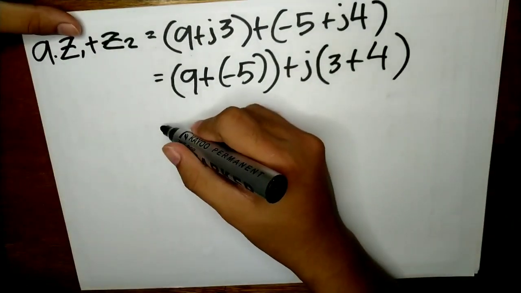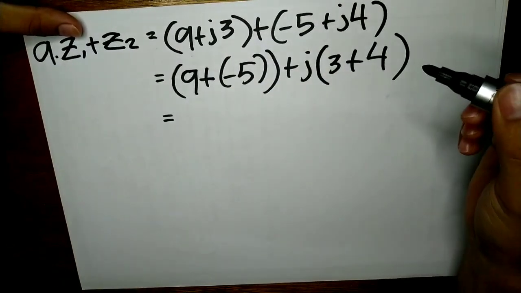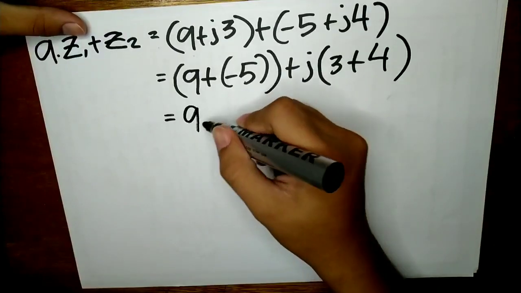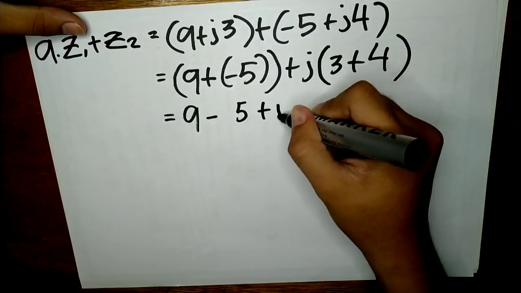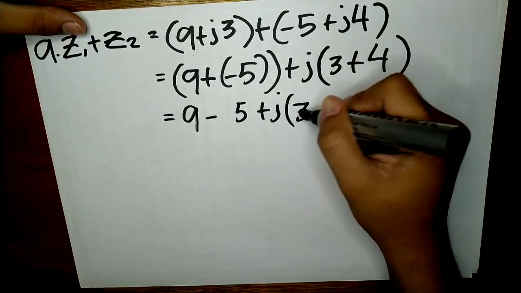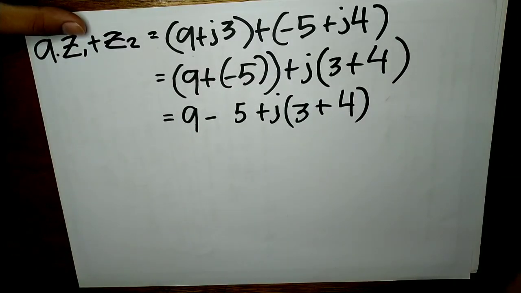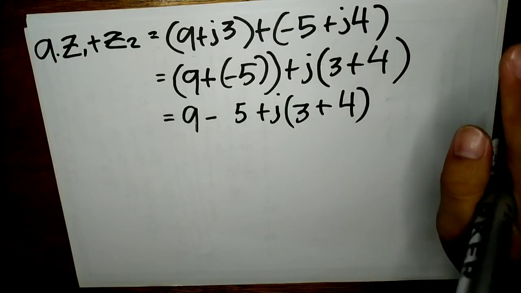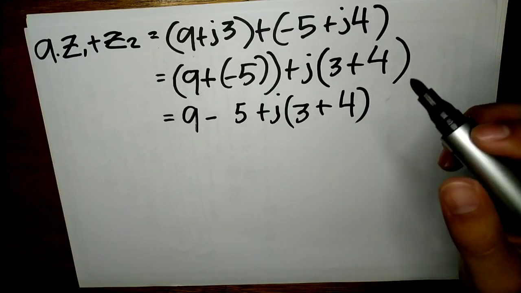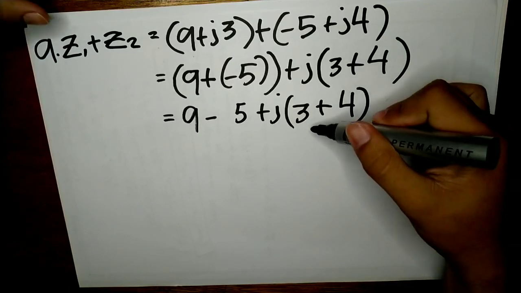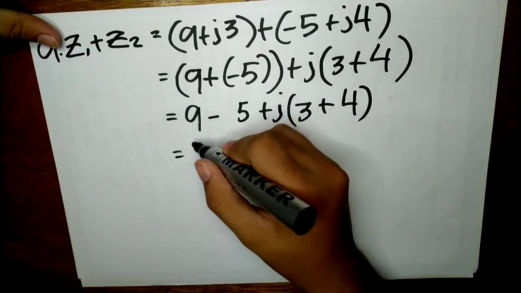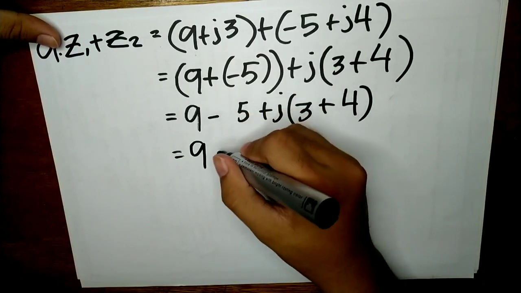Now, second is that we need to, of course, remove first the parentheses. So it goes like this. Plus 4. The next is that we need to simplify it by adding first 3 and 4. So it goes like this, or the result will be this one.